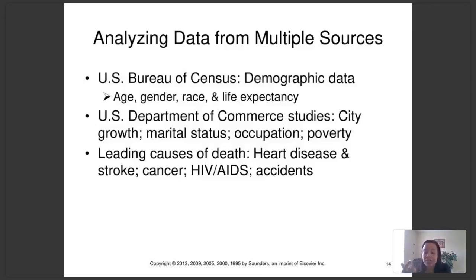Then we can also look at leading causes of death. So some of the things that we could look at, the big ones that you see listed up on the screen for you: heart disease, stroke, cancer. And if you go back and forth in the literature, cancer is shown as the highest at points in time. Heart disease and stroke tend to take over at certain points in time. But I believe cancer is back up on top again. Other things are accidents and HIV/AIDS, okay?